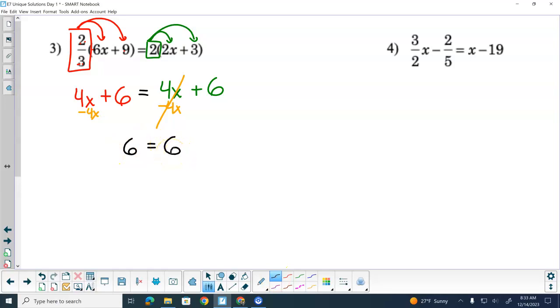Is that a true statement? Is that a false statement? Or do I need to go on? The true statement, right? So if it's a true statement, that means infinite solutions, all real numbers.